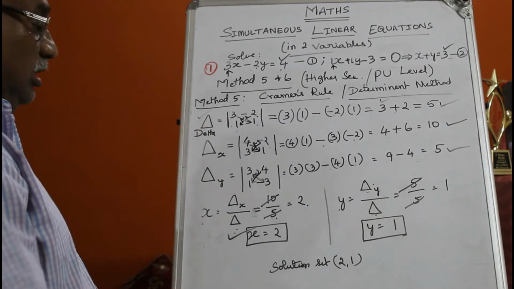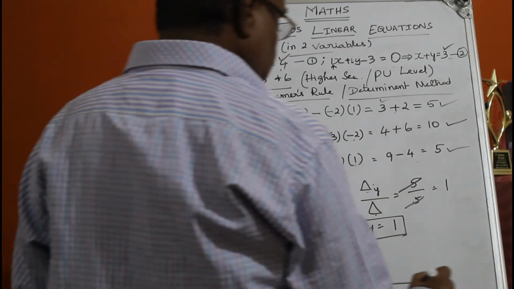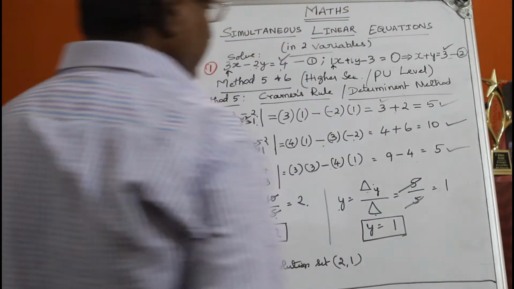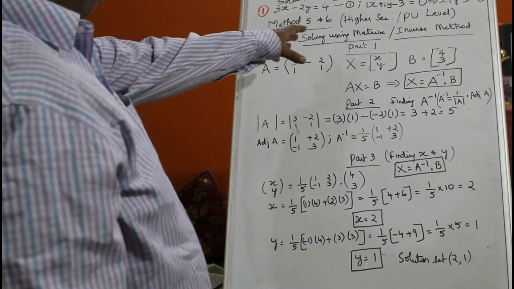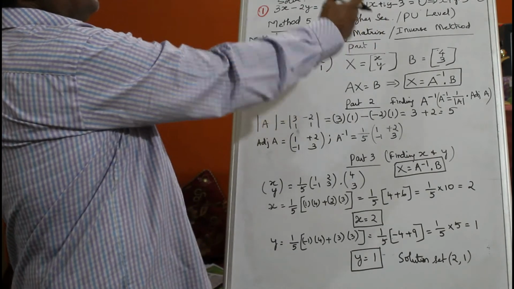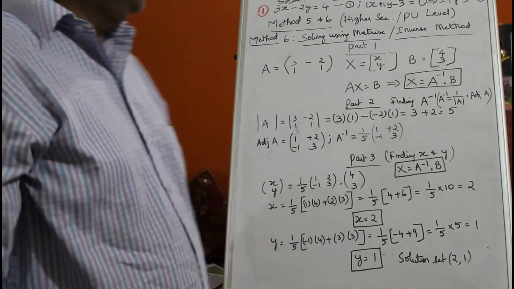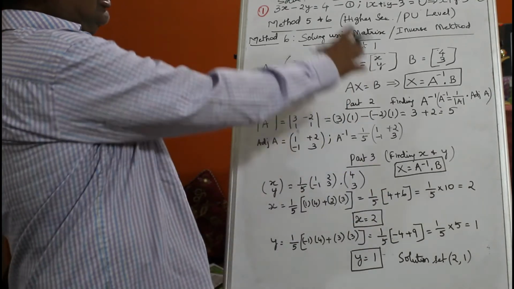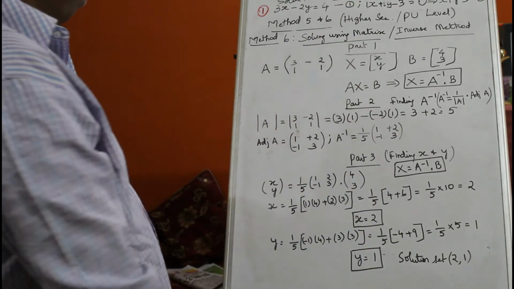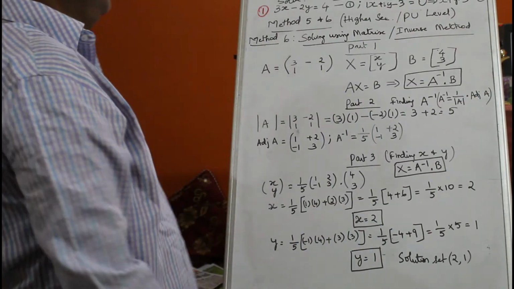There's one more model which you will do. Of course, you get the same answer for the same sum. This particular model, which I call method 6, is used in higher secondary or PU level. If you're not at that level, you can leave it. It's in 11th standard and 12th standard. This model is called the same sum solved using the matrix method or inverse method.